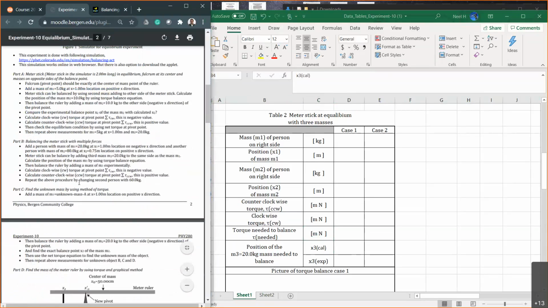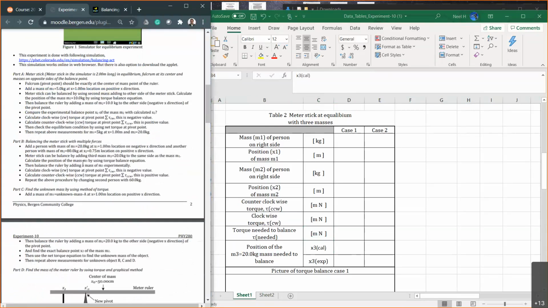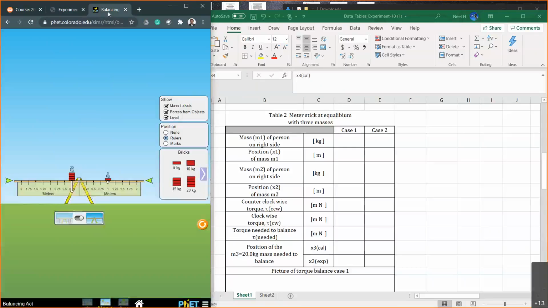Now the part B, instead of bringing the masses, let's bring two persons. Person 1, 20 kilogram at X1 location. And then we're going to place it on the negative side of the fixed point. Okay. If you want to select the person, you can see right now the selection tool says bricks. So that's only the masses. If you click this arrow right here to the right hand side, then you will see the persons. Okay. Person 1, 20 kilogram.